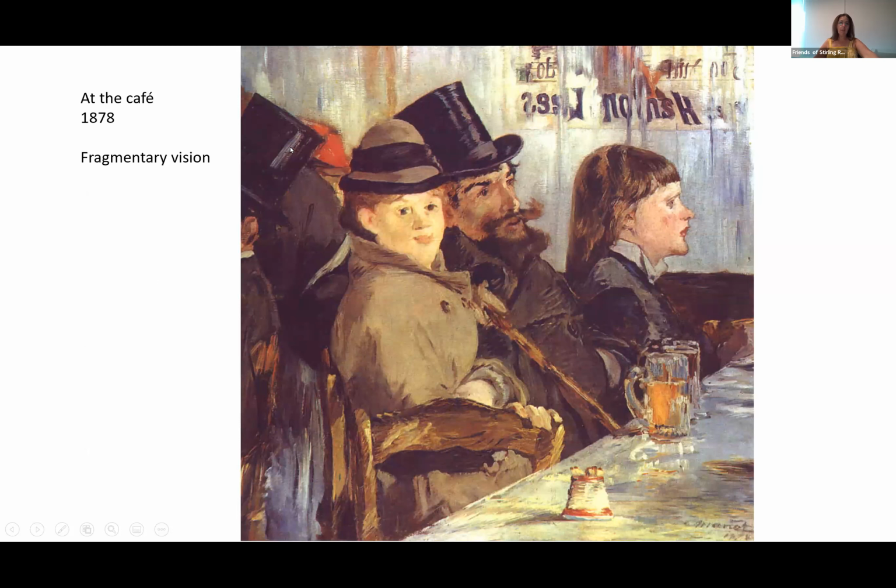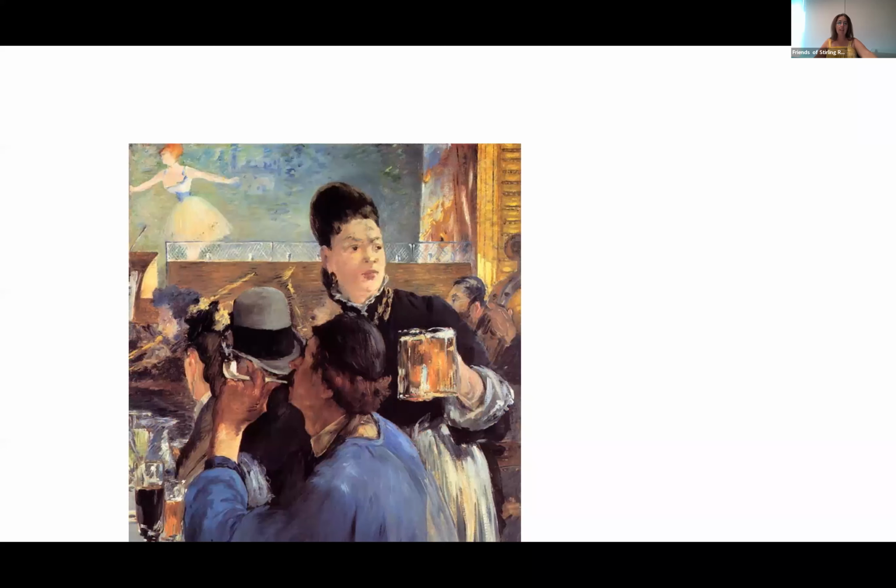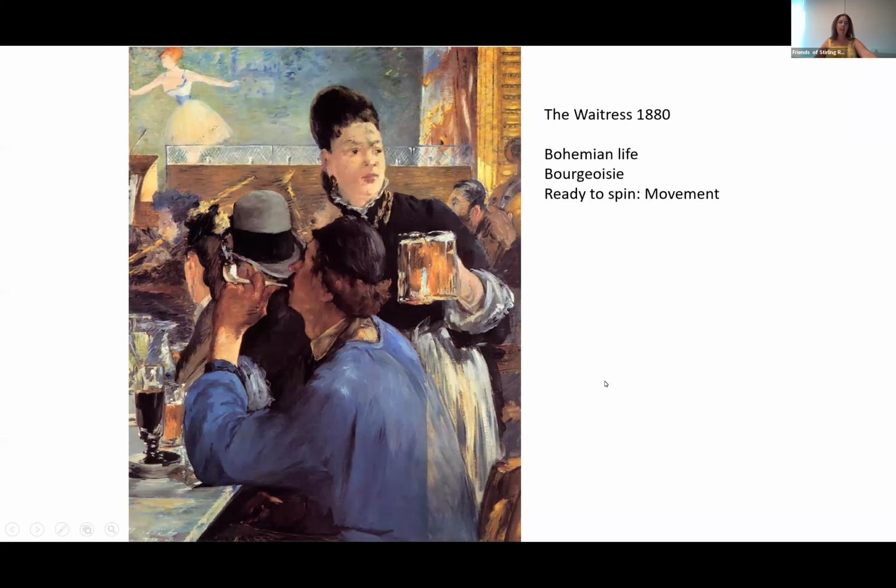We've spoken about the fragmentary vision, or the cut images as we find here. When you are a painter, you can choose that, but the effect of photography has a lot to do with this. They are going to capture the bohemian life, the bourgeoisie, people going to cafes, to those kind of taverns or bars, and movement. Movement is very important. Like the dancer here on the stage who's about to spin.